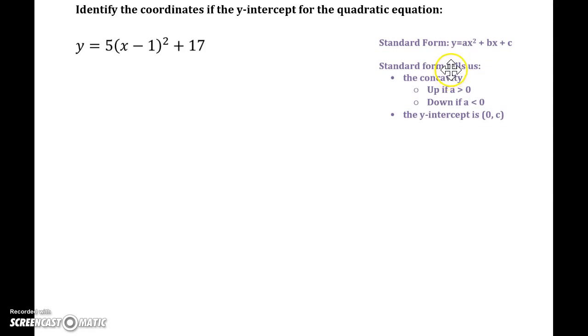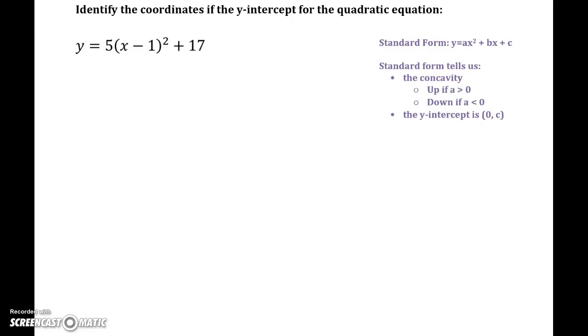When working with quadratic equations, one of the key features that you will likely want to know about is the y-intercept. Now, when an equation is written in vertex form, like the one shown here, you can't easily identify the y-intercept. So one other form that we sometimes write it in so that we can see the y-intercept easily is standard form. Standard form is y equals ax squared plus bx plus c.